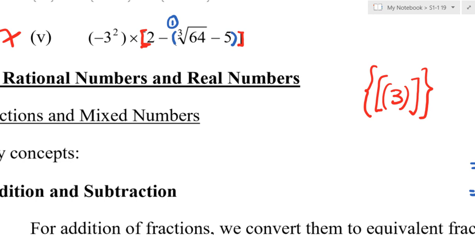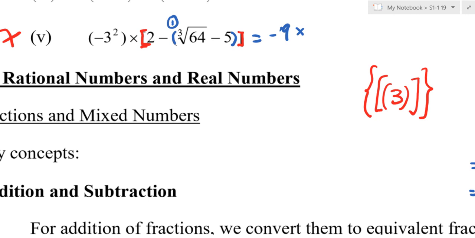Chandel, what do you do first? So many things. What do you do first? -3 square. Very good. Now this -3 square, what's the answer? -9. How many of you got 9? Nobody. Very good. This is correct. -9 is correct. Now next, Chandel, what do you do?